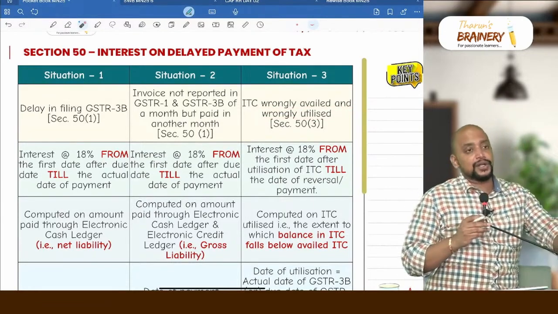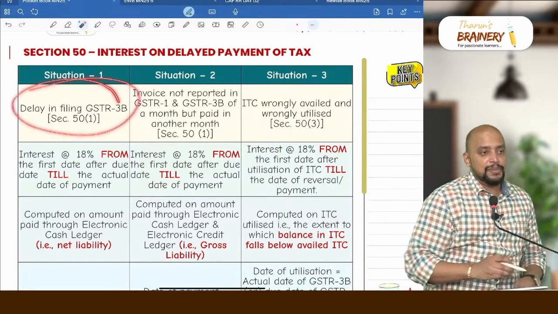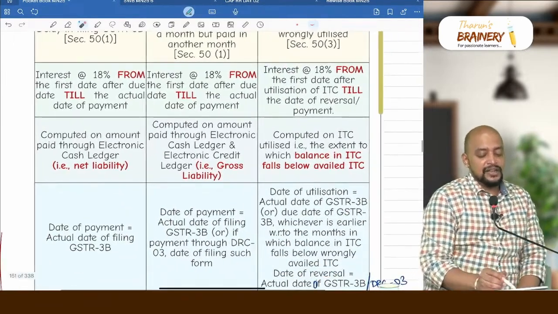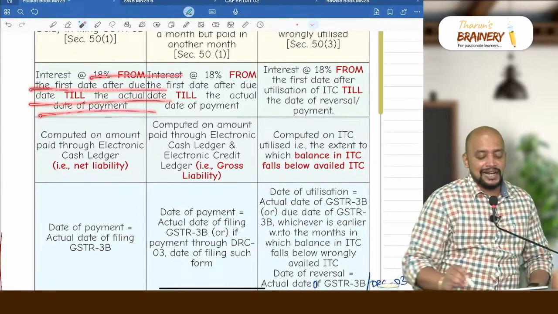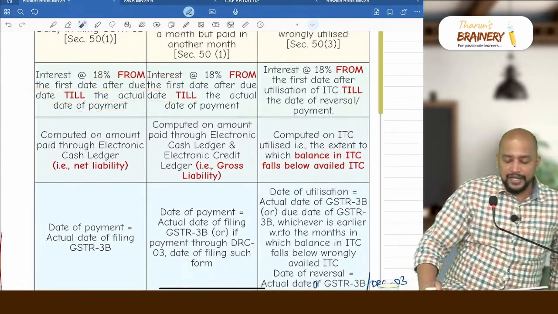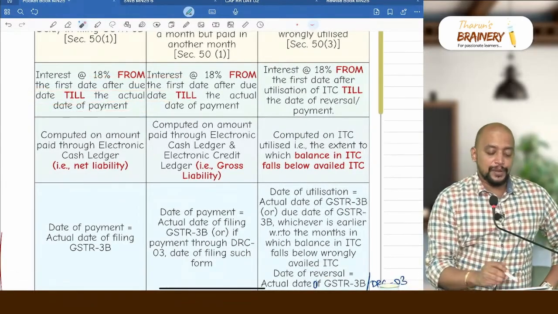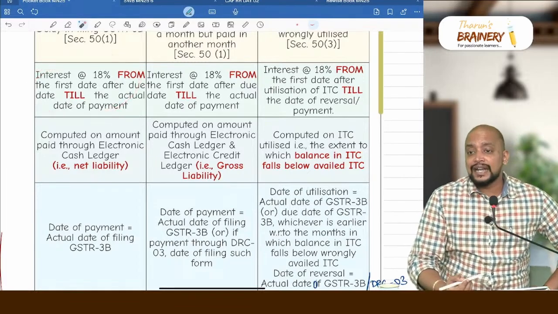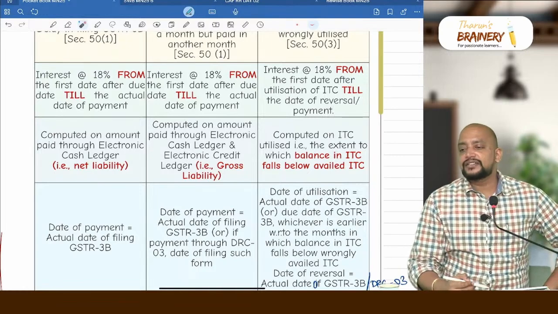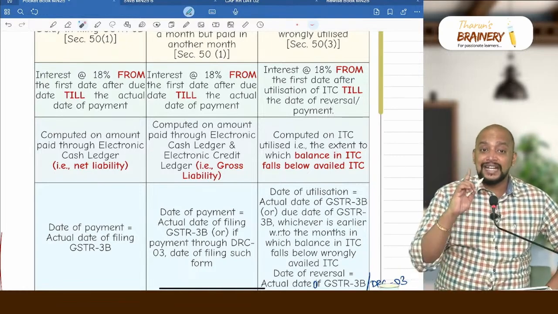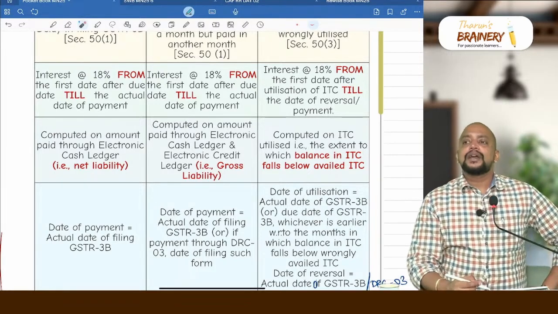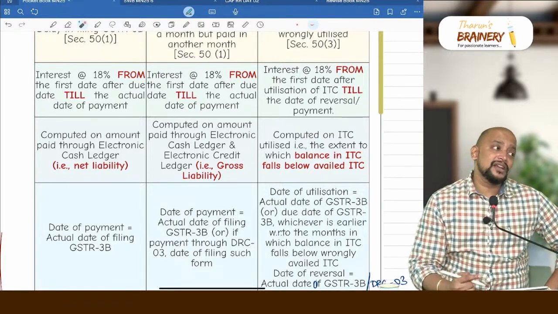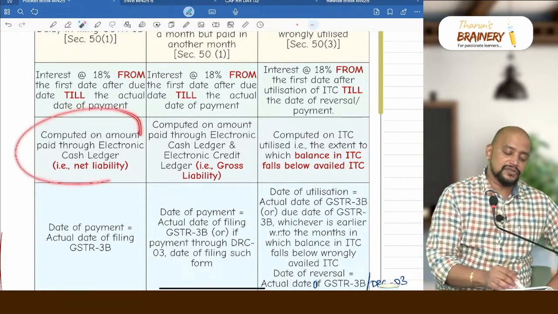So look into situation 1, there is a delay in filing 3B, and in this case the interest will be at the rate of 18% from the first date after the due date till the actual date of payment. So for that period we need to compute interest on what? Is it on the gross liability or on the net liability? On the net liability. In case of delay in filing 3B, interest is always computed on net liability. For example, my gross liability is 7 lakhs and ITC is 3 lakhs. So 7 minus 3, 4 lakhs. On 4 lakhs only interest will be computed.